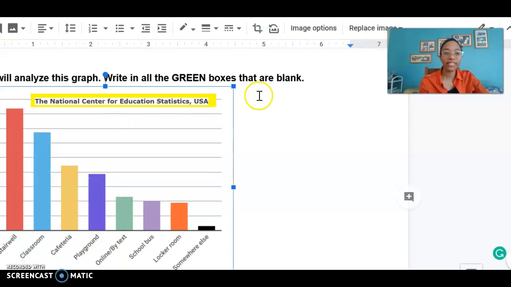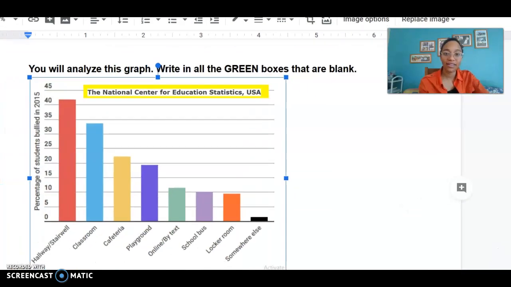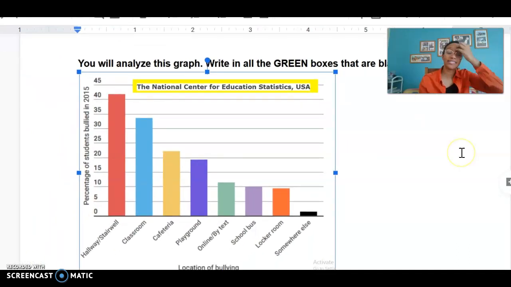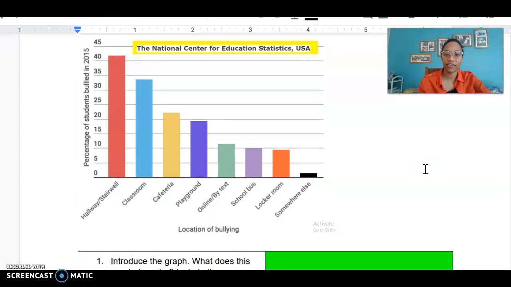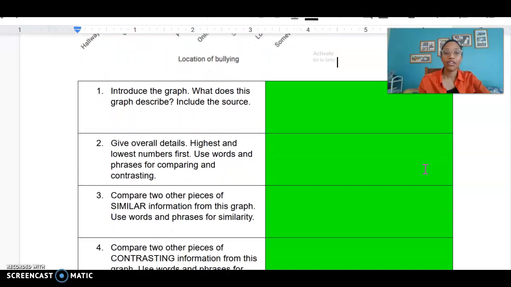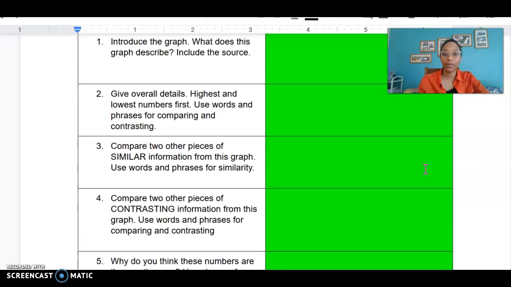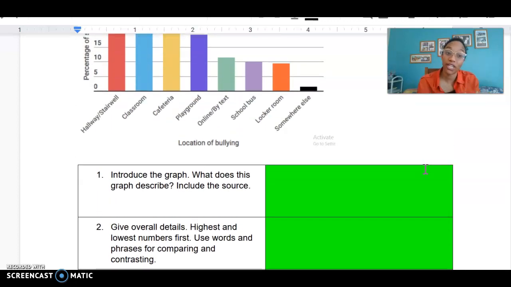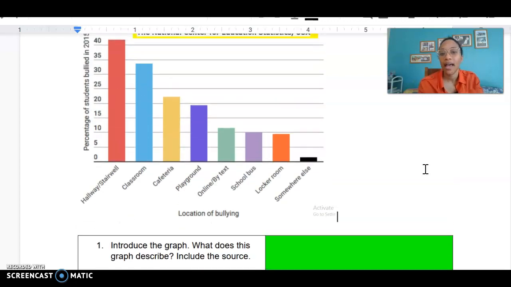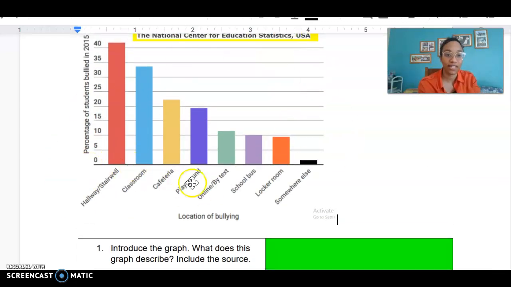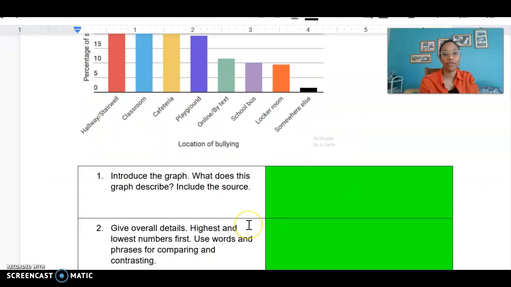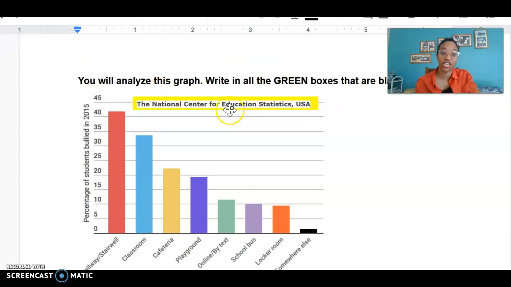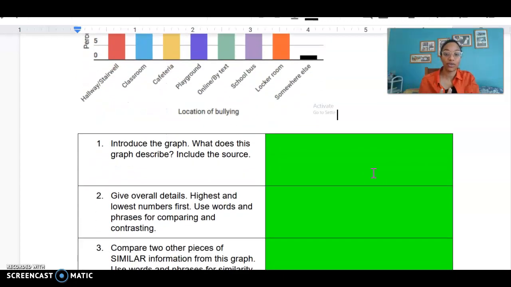Okay, so you are going to analyze this graph. You're going to write inside the green boxes that are blank. Okay, so this is the graph you just saw in the video. And you're going to follow step by step, just like we did in the past video, to write 5 sentences to create a paragraph. You could even write more if you write more than one in each box. That will help the reader understand this chart. Introduce the graph. What does the graph describe, and include the source? This comes from the National Center for Education Statistics in the United States. So you need to write something like that here.